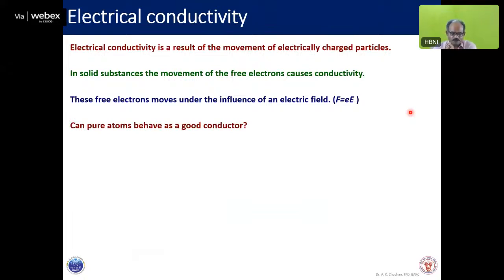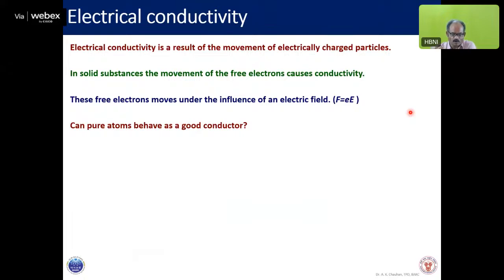Now, the next question comes: can a pure atom behave as a good conductor? We know very well that copper is a very good conductor. So suppose I take a pure atom of copper, will it conduct? Or gold, or whatever materials we saw in the first slide, those which were good conductors, can I take their atoms and will they conduct? No, they will not conduct because there are no free electrons.